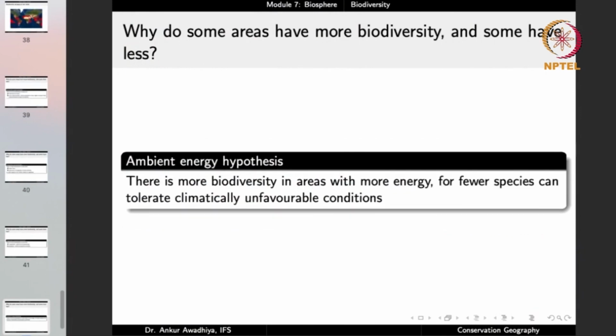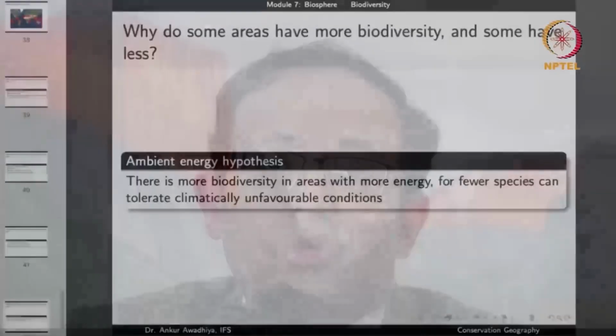Ambient and energy hypothesis. There is more biodiversity in areas with more energy because very few species can tolerate climatically unfavorable conditions. For species to exist, they require energy. So the amount of biodiversity in polar areas will be very less because there is hardly any energy. It's an energy deficit area. But the equatorial rainforest will have more biodiversity because they have more sunlight coming there, and more primary production going on.